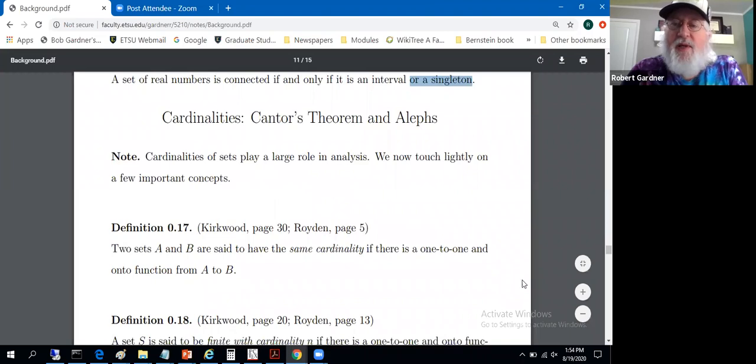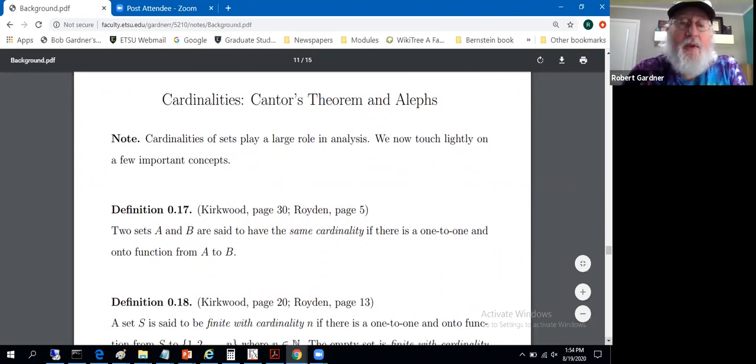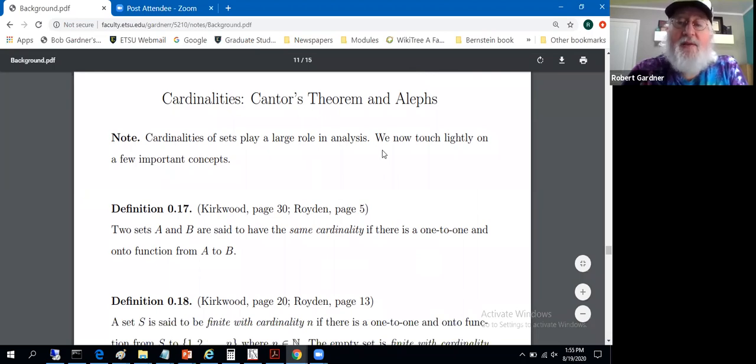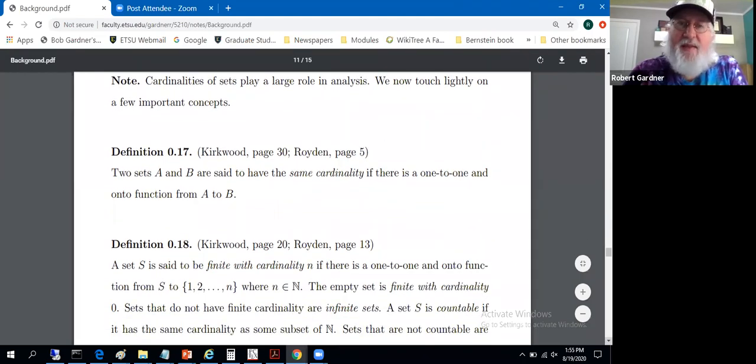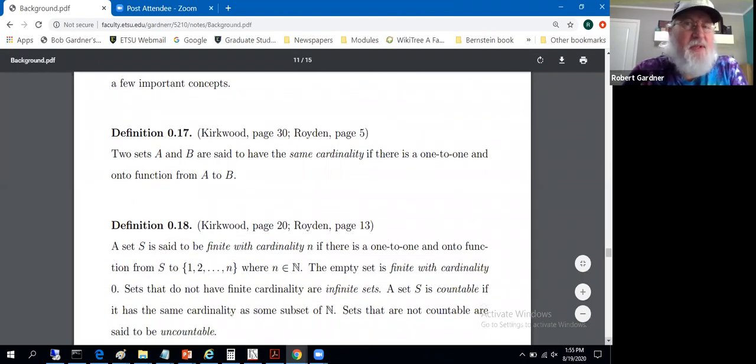Let's talk a little bit about cardinalities. It's come up already. Cardinalities play a role in analysis. And we're going to lightly touch on these ideas. This really belongs in the realm of set theory. Maybe you did some of this in math reasoning. More likely you did some of this in senior level analysis.